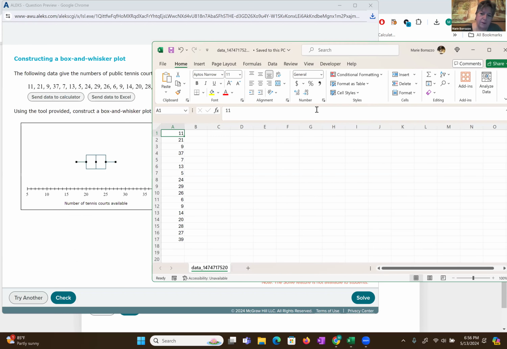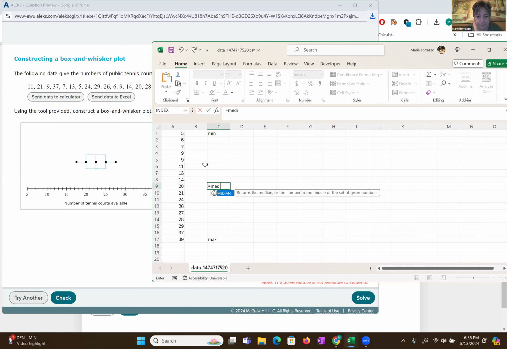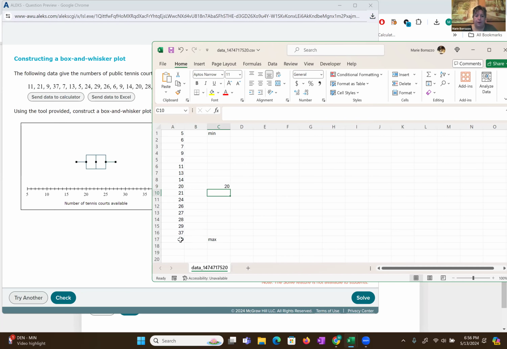So our data is right here. I'm going to go ahead and sort it. So this is your minimum. This is your maximum. If you want the median, I can do it by counting or I could do it by selecting it. Equals median. There's your number.